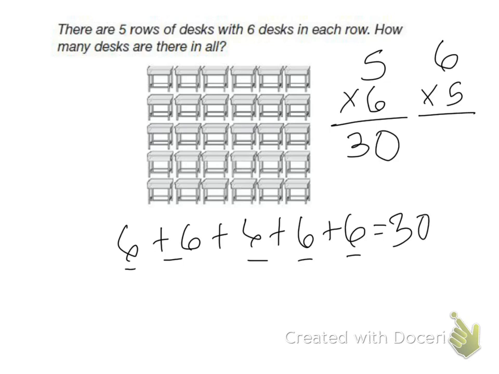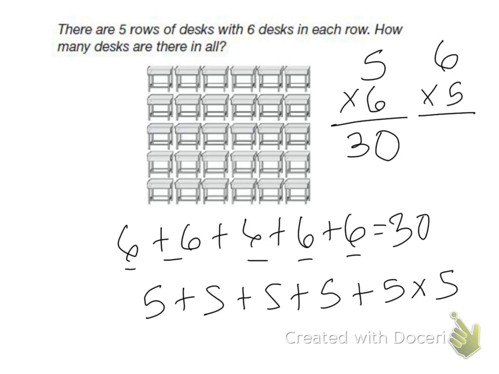And then 6 times 5 would be 5 plus 5 plus 5 plus 5 plus 5 plus 5. And that also equals 30. So I can multiply my numbers in either order and still get the same answer.